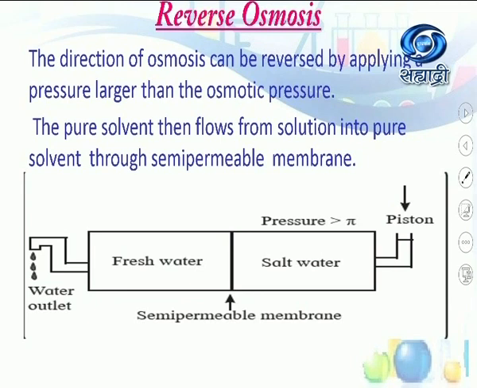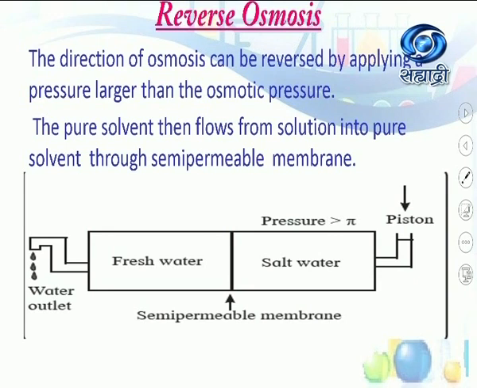The direction of the osmosis can be reversed by applying a pressure larger than the osmotic pressure. The pure solvent then flows from solution into pure solvent through semi-permeable membrane. Osmosis मध्ये काय होतं? The flow of a solvent into the solution through a semi-permeable membrane.